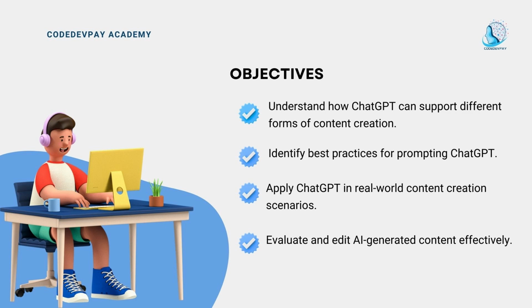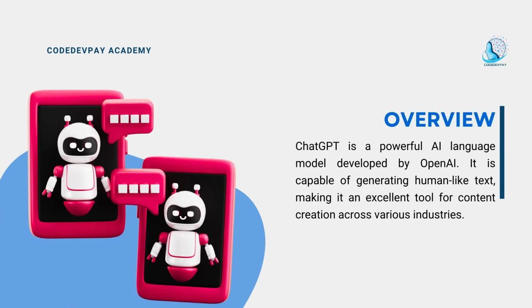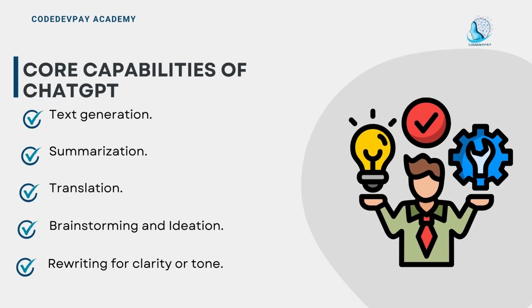Let's have an overview of ChatGPT. ChatGPT is a powerful AI language model developed by OpenAI. It is capable of generating human-like text, making it an excellent tool for content creation across various industries. What are the core capabilities of ChatGPT? Text generation, summarization, translation, brainstorming and ideation, rewriting for clarity or tone.